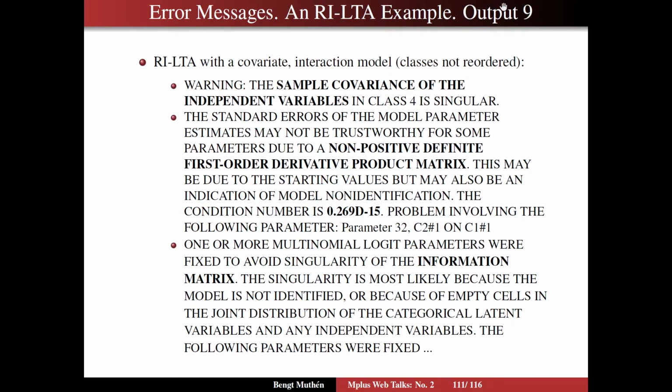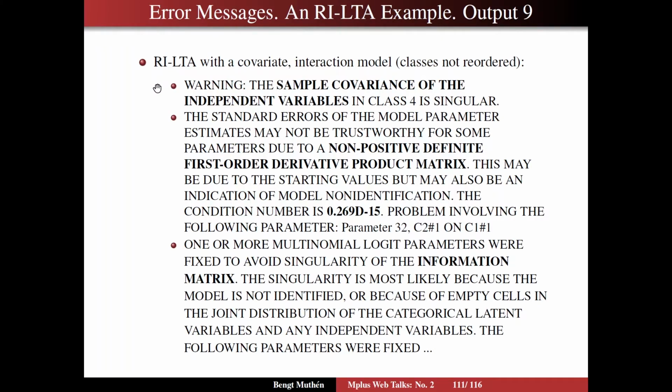RI-LTA, output 9. So that's quite a complex model. It's a model with a covariate, and it's an interaction model. And that was a model that we said wasn't really needed. The main effect model was okay. So I didn't even bother to reorder the classes in the natural order that we like for interpretation. The log likelihood is the same whether you reorder or not.